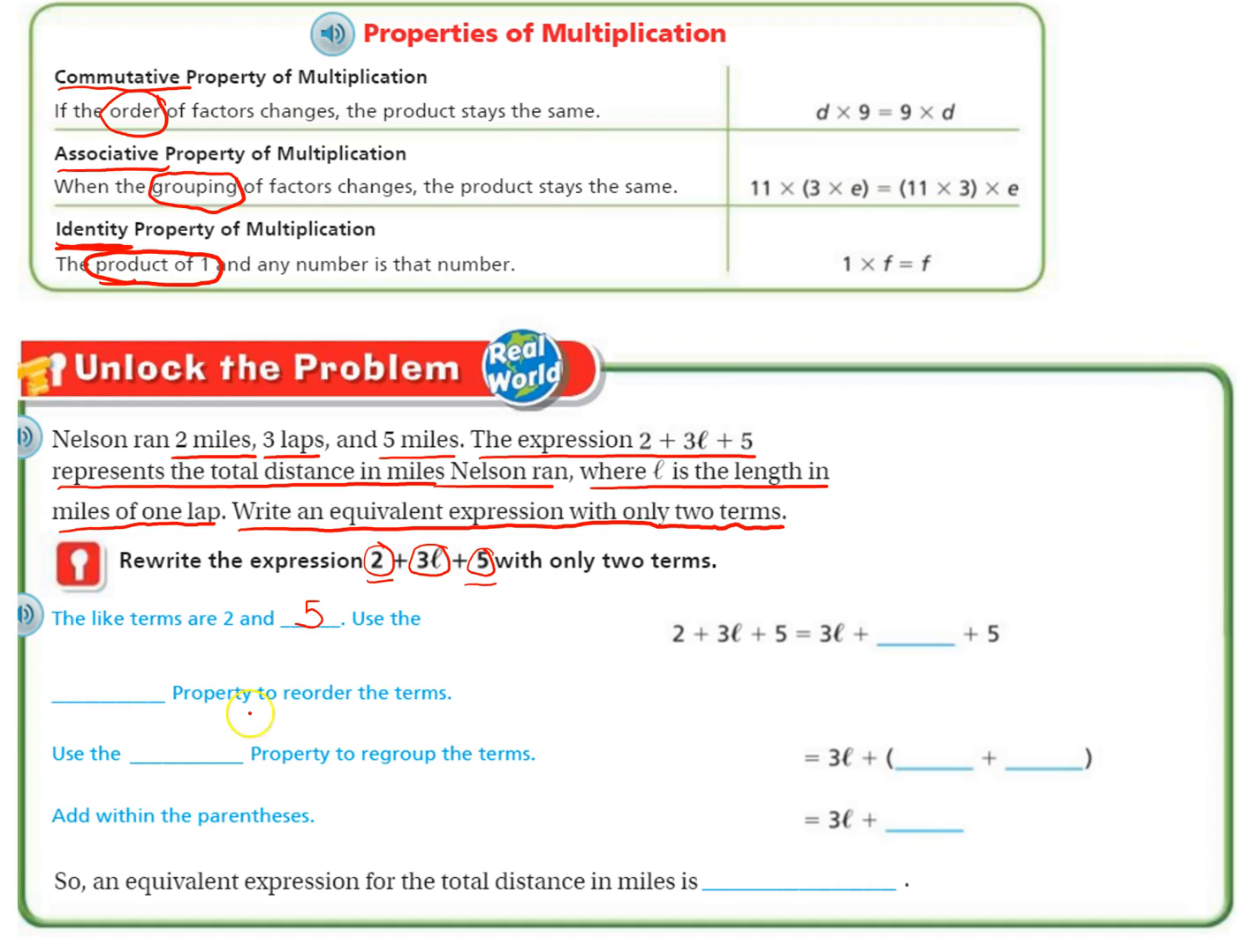Now, use the blank property to reorder the terms. Well, if I'm reordering, my order property is the commutative property. Use the blank property to regroup. Well, my grouping property is the associative property.